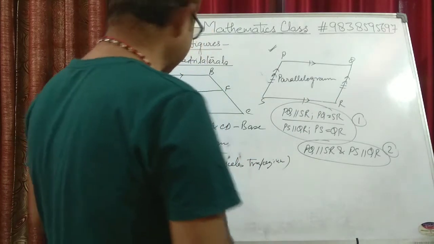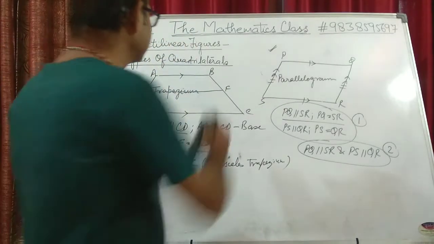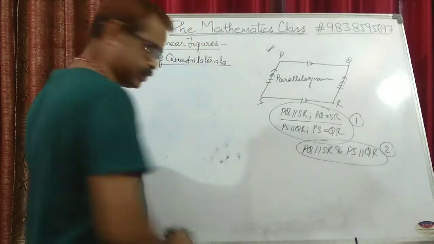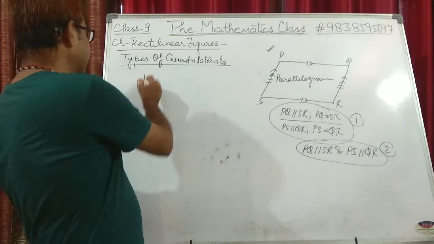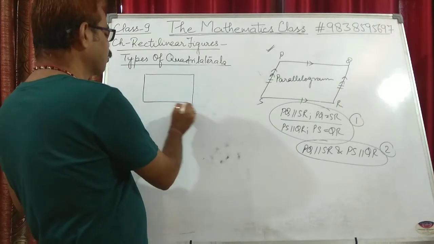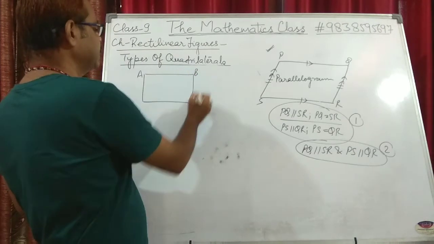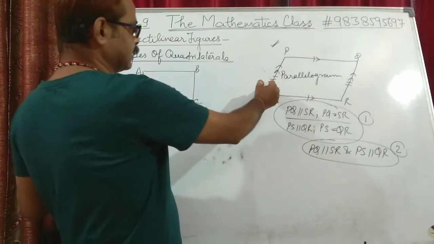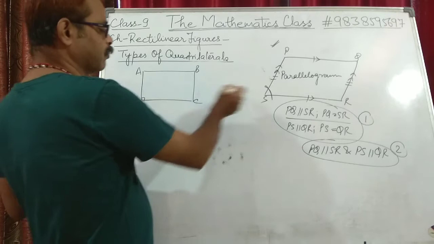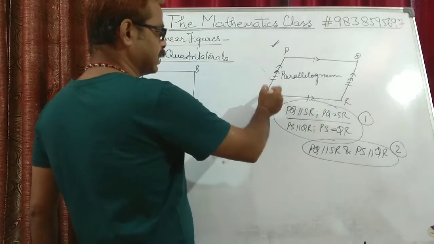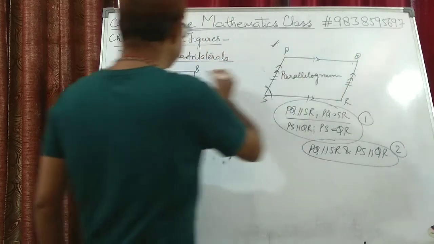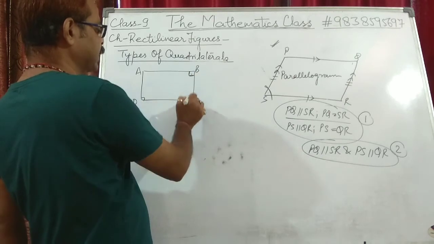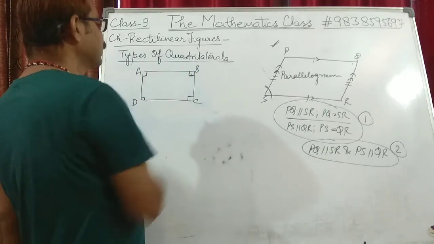Then the next thing is a rectangle. So what is a rectangle? I will try to explain it here. A rectangle is a parallelogram, let's say ABCD, whose one angle is 90 degrees. Suppose I make this angle 90 degrees. We know that in a parallelogram opposite angles are equal, so angle B also becomes 90 degrees. We know that the sum of two adjacent angles is 180, so this also will be 90 and this also will be 90.